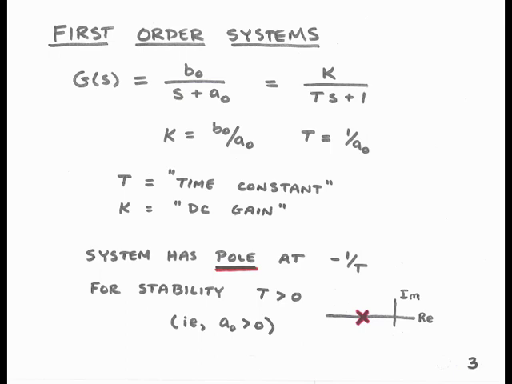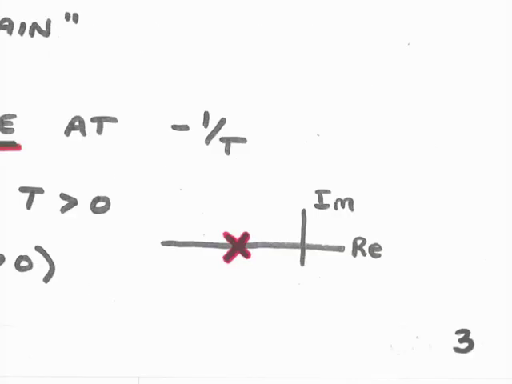Let's note the following facts about the first-order system we're dealing with. First, the system has a pole at -1 over capital T. And for stability, capital T must be greater than 0. So the pole is on the real axis in the left half plane at -1 over capital T. For larger values of the time constant capital T, -1 over capital T is closer to the origin in the complex plane, so farther toward the right. And if capital T is small, then -1 over capital T is to the left.